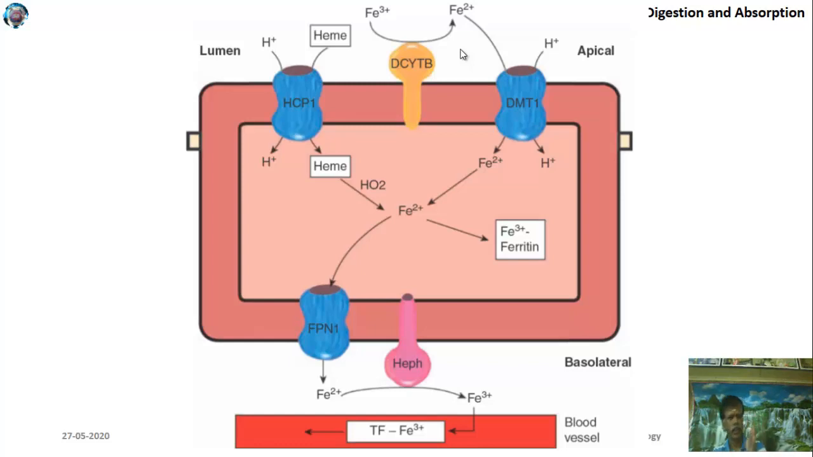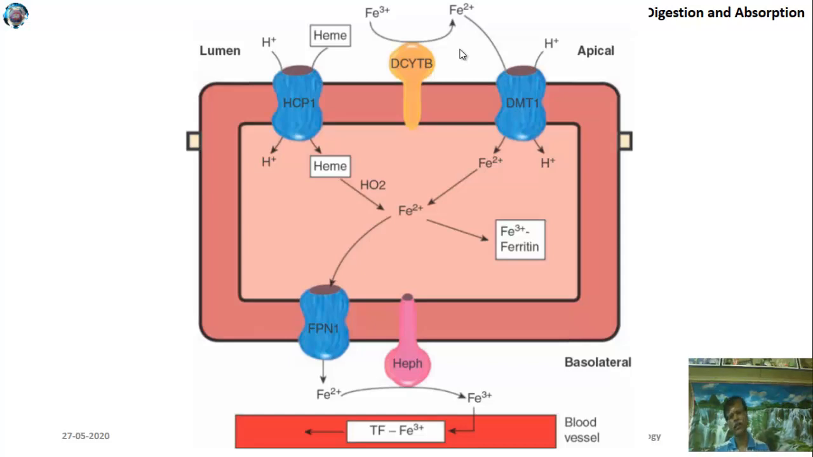You can see that HCP1 is one of the transporters, DMT1 is another transporter, and these are going to transport the ions which are present in the intestinal lumen to the intestinal cell. Usually ions are transported in the form of heme or in the ferrous form. So the ferrous ions are transported by DMT1, whereas the heme is transported by HCP1.